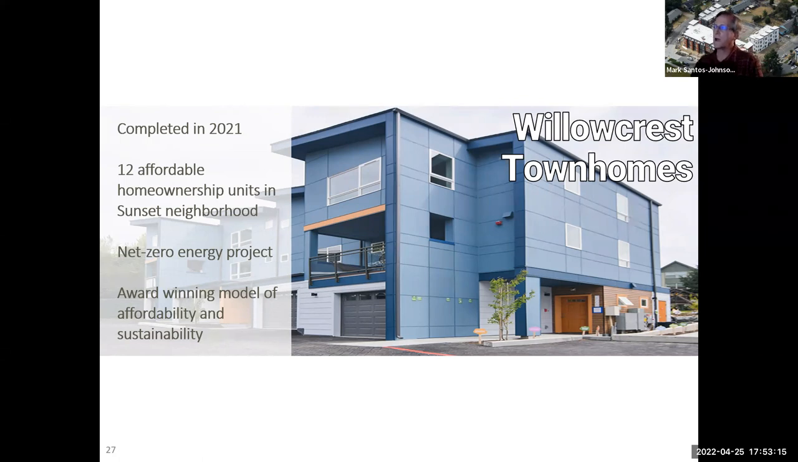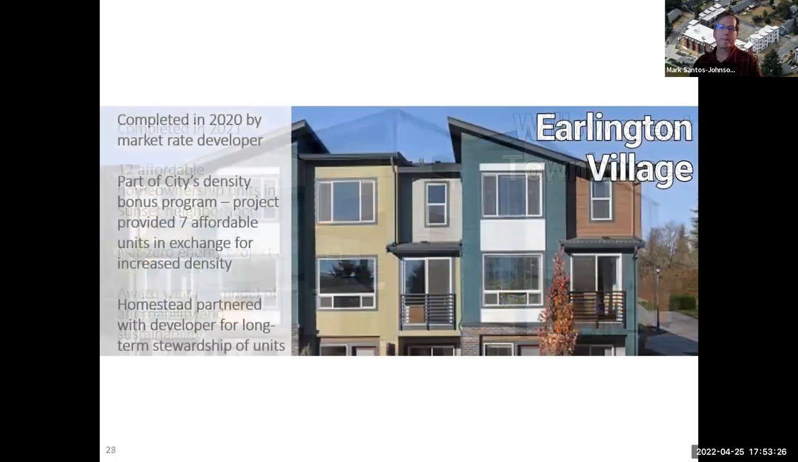Homestead is currently working on the design and fundraising for a 19-unit Willowcrest Townhomes Phase 2 project on land adjacent to the first project to be donated by RHA. Homestead is also the steward for 7 3-bedroom affordable homeownership units at the 60-unit Erlington Village project on the western edge of Renton city limits. The residential development was approved with a density bonus that included 7 affordable units in exchange for increased density. Homestead managed the initial sale to the first income qualified buyers and will provide compliance management and stewardship support to homeowners throughout the 50-year compliance period.